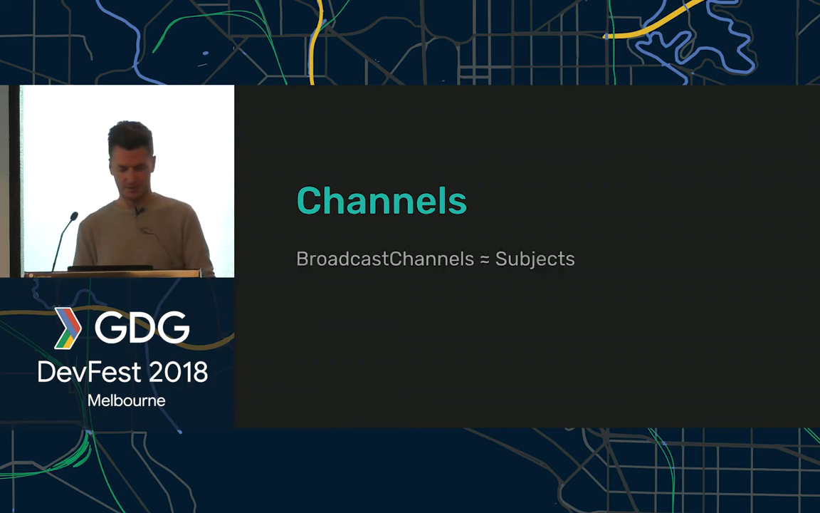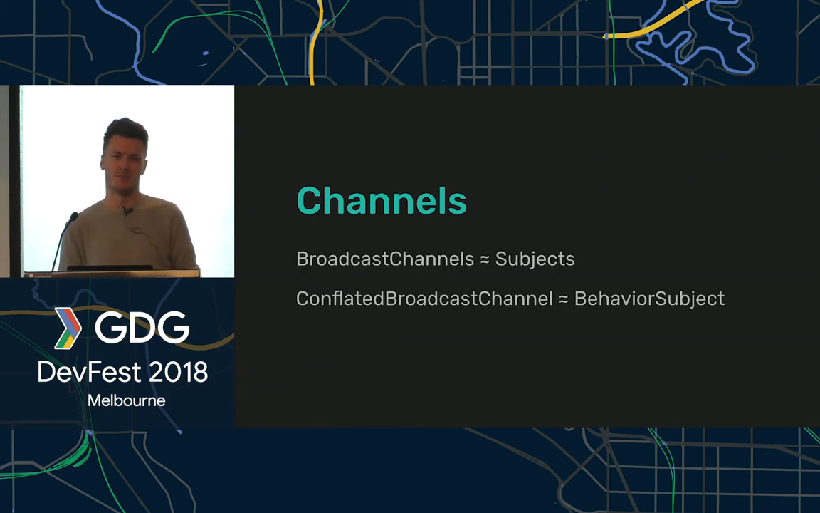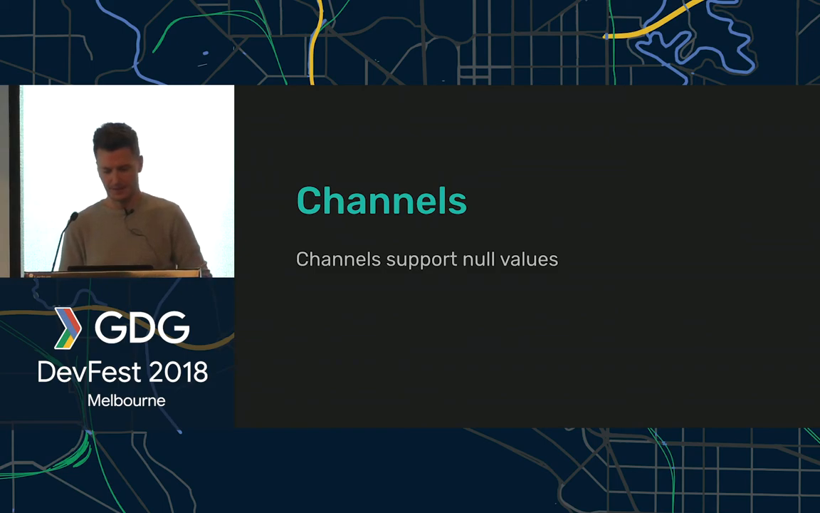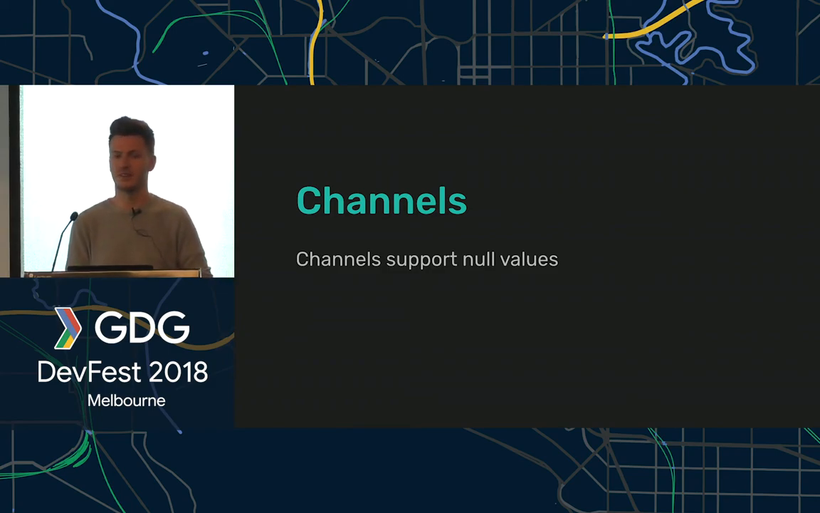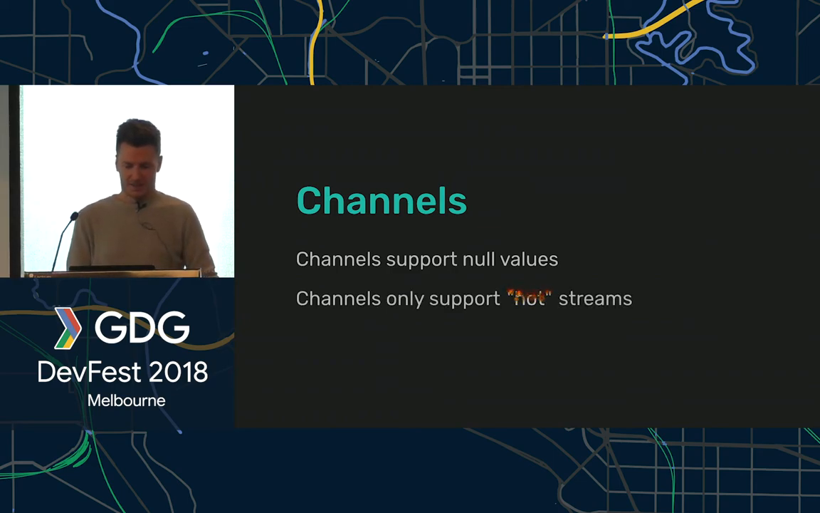So we go back to some of the theory behind it. Broadcast channels are kind of similar to subjects. They do kind of the same thing. And a conflated broadcast channel, and I don't know where the conflated comes from, is kind of equal to a behavior subject. So it keeps one item, which is the current item for that channel. Some differences that I found when doing this kind of stuff: channels support null values, whereas RxJava doesn't. If you try to send RxJava a null value, it will crash. Not that you really should be sending null values to a channel, but it does. And as I said earlier, channels only support hot streams.